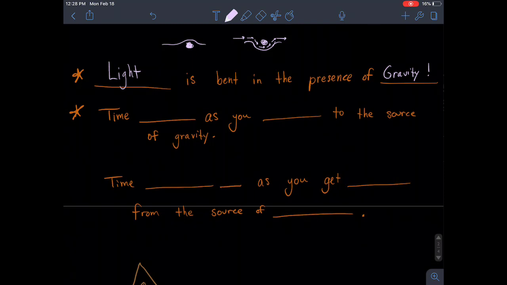And the Earth does affect light a little bit. It does pull some light around it. It does bend light, but not as much as our sun would, because our sun is much more massive.